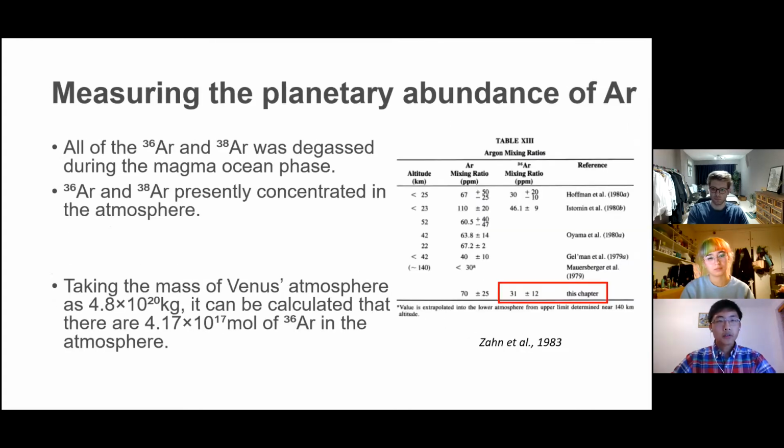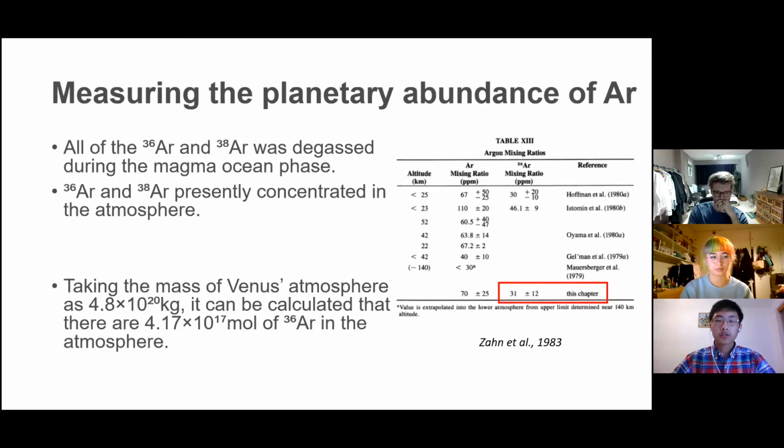And to measure the total abundance of argon on Venus, we can assume that all the argon-36 and argon-38 was degassed in the magma ocean phase, and this means they are currently concentrated in the atmosphere. We can use the argon data that the Venera lander gathered, which determined that the concentration of argon-36 in the atmosphere was around 31 ppm.